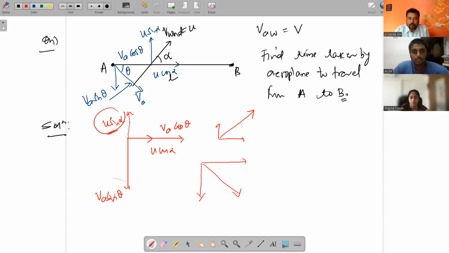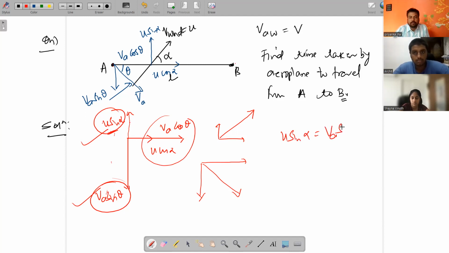For that, this component must be equal to this component, so that both of them nullify each other and the resultant velocity of the aeroplane will be this only. So in that case, the aeroplane can directly come from A to B. Understood? So we have got this relation: U sin alpha equal to VA sin theta.